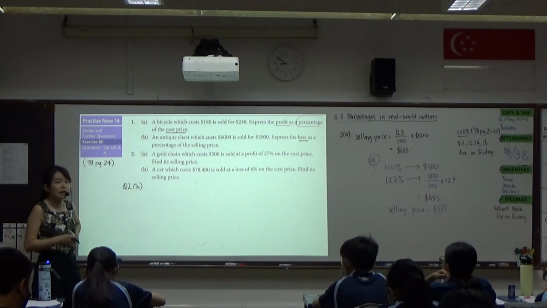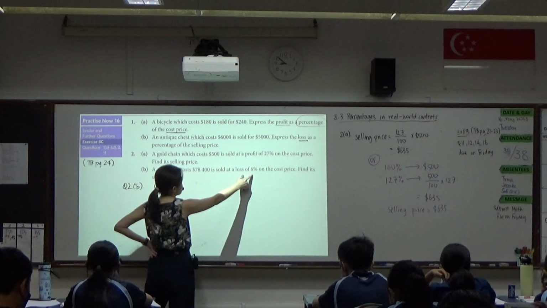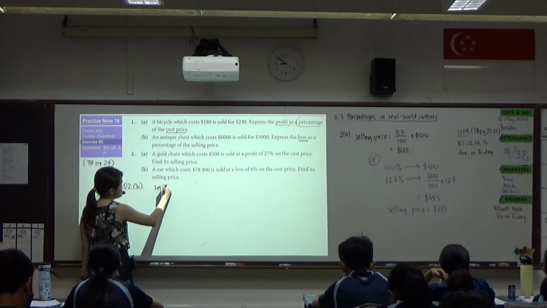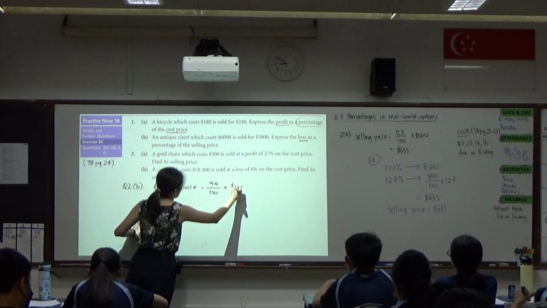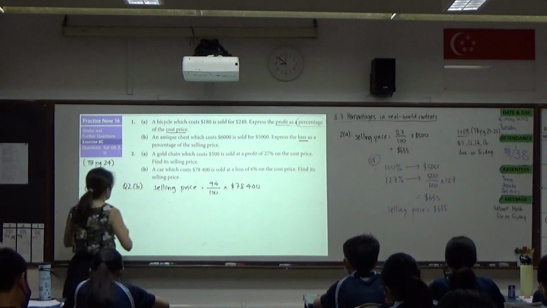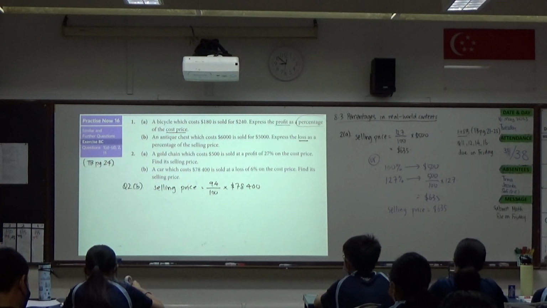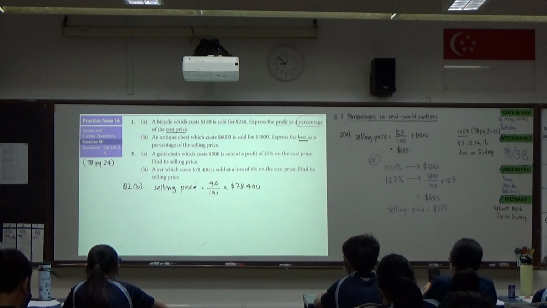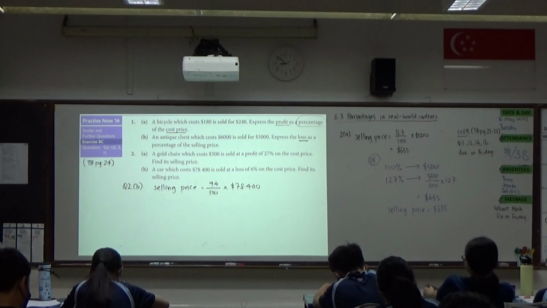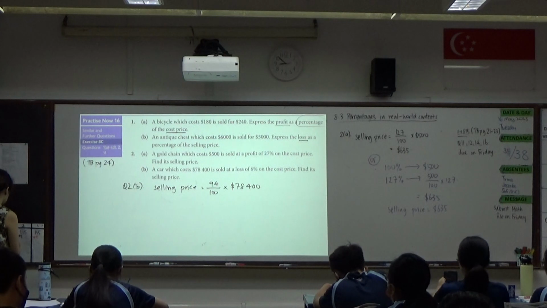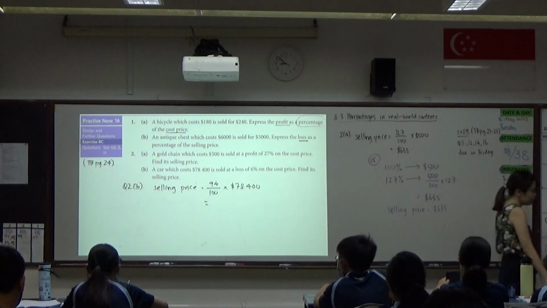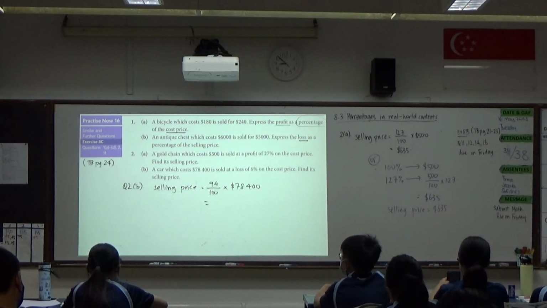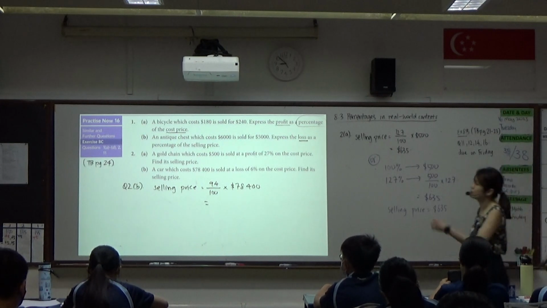94%, right? So 100 minus 6, we get 94%. So our selling price will be 94% times $78,400. Then we can find out our answer, which is 73696.